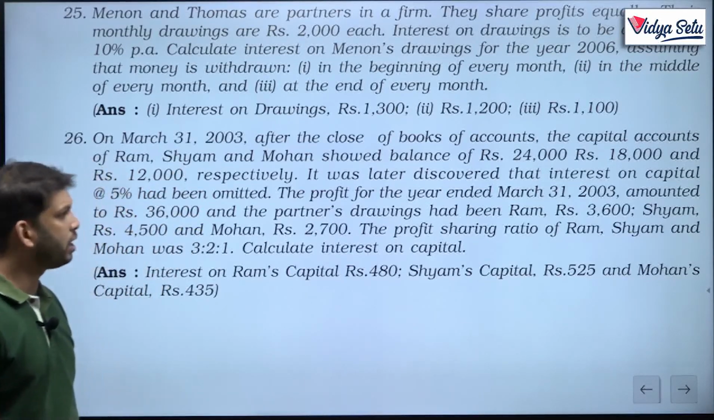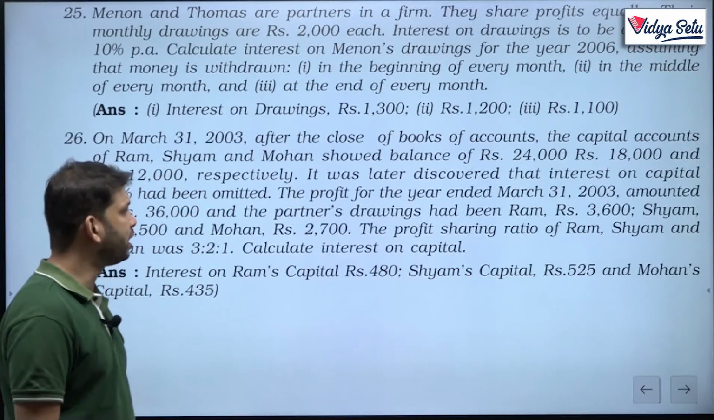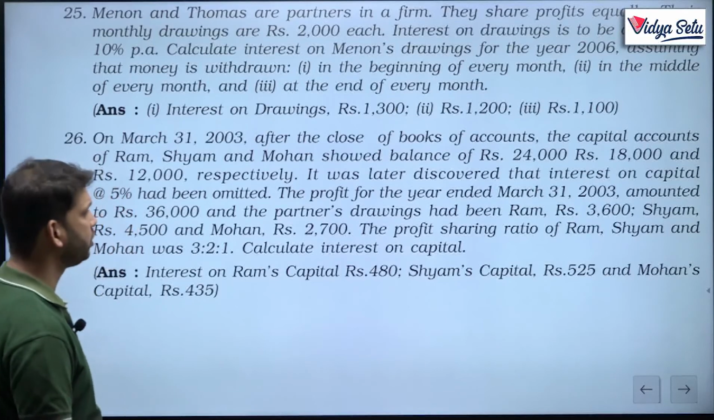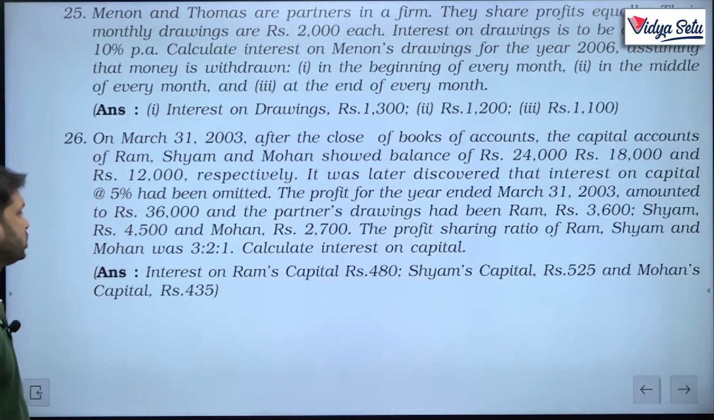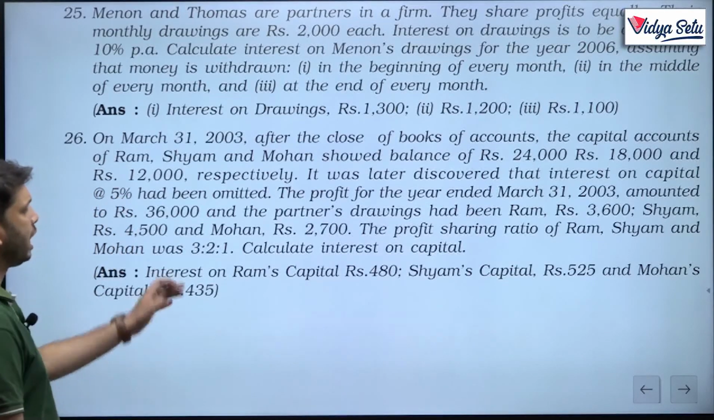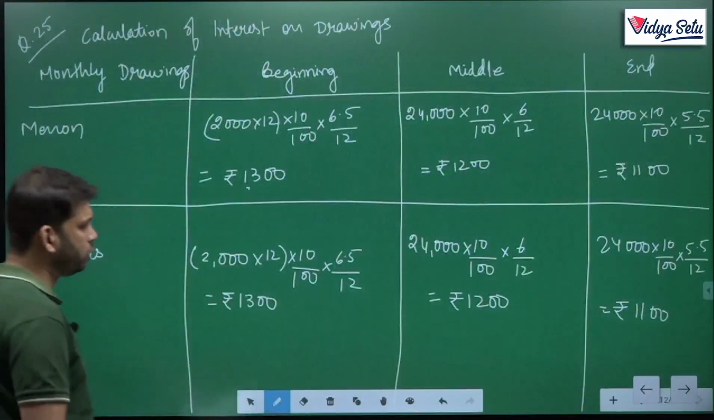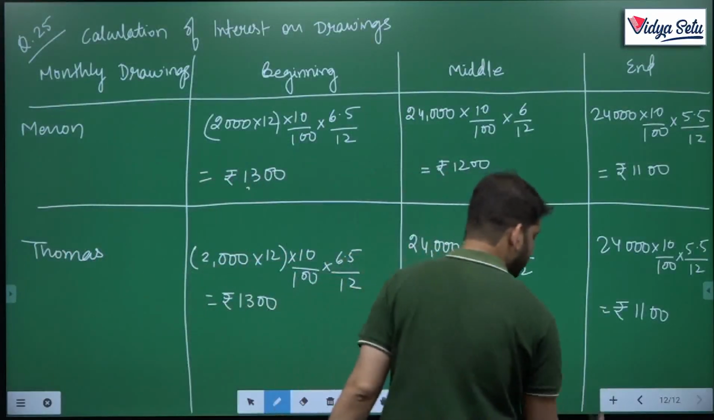The profit for the year ended March 31st, 2003 amounted to rupees 36,000 and the partners' drawings had been rupees 3,600 for Ram, 4,500 for Shyam and 2,700 for Mohan. The profit sharing ratio of Ram, Shyam and Mohan was 3:2:1. Calculate interest on capital. So, first of all, what we need to do is find out the opening capital.